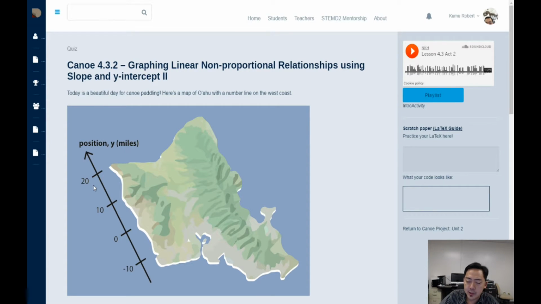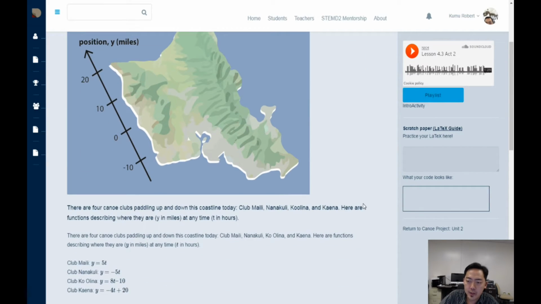Over here, we have a number line that's drawn along the west coast of Oahu. The numbers on this line represent different positions along the west coast of Oahu. Along this coast, we also have 4 canoe clubs that paddle up and down the coast: Club Ma'ili, Club Nanakuli, Club Ko'olina, and Club Ka'ena. Their position y at time t are given by these equations. What we want to know is when and where do these canoes meet, if they meet at all.